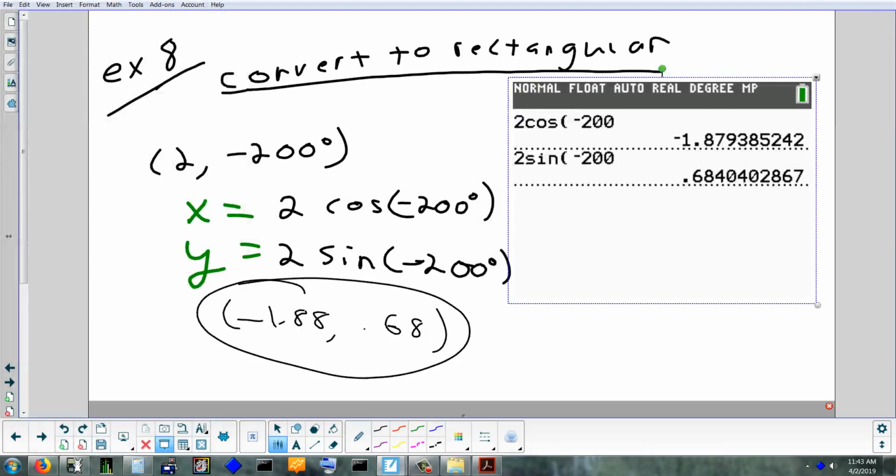Okay, so a lot of times a coordinate that looked nice in polar, two pretty nice numbers, when you change to rectangular, it's not so nice of a number. It depends on the problem. But any questions on that?